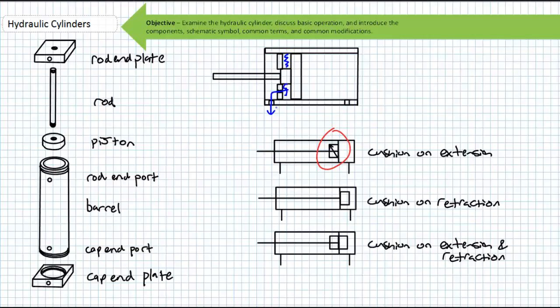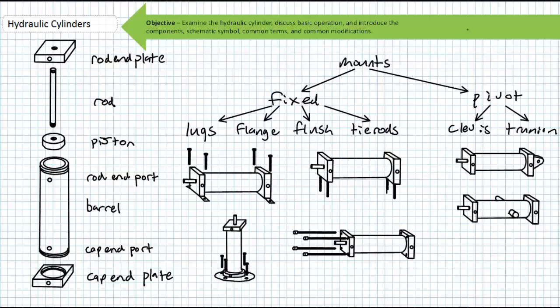This is kind of like a flow control being used in a meter out arrangement, something we'll get to in later lectures. Let's go outside our cylinder and see how the mounting method changes its realm of influence. Mounting methods are divided between fixed mounts or pivot mounts. Fixed mount includes lugs, almost like ears hanging off the end plates. A flange is very similar in that it's an extension and you're bolting the cylinder to something. A flush mount means there are bolts extending from the end plates and you can just poke them through something and put a nut on the other side.